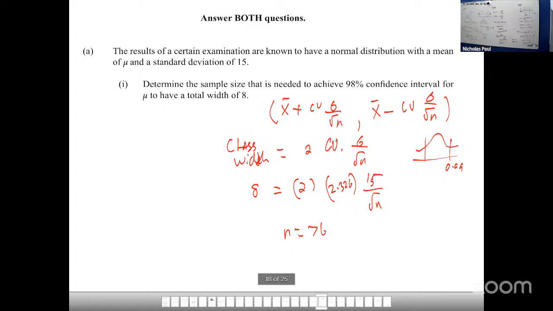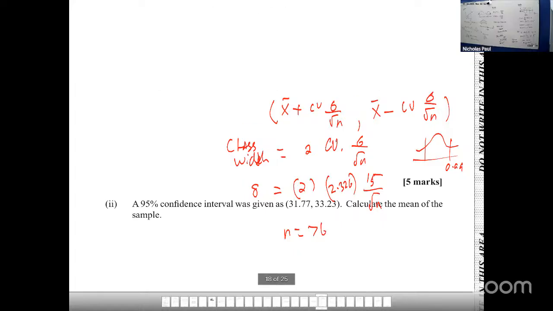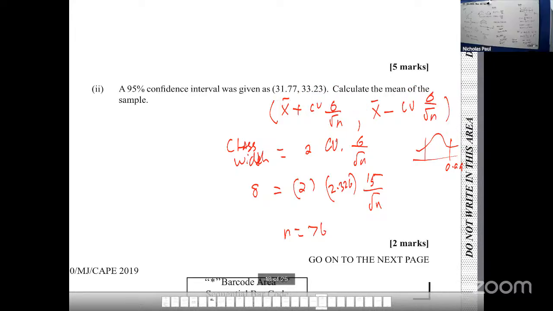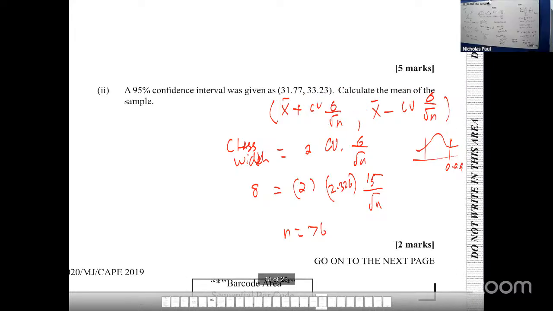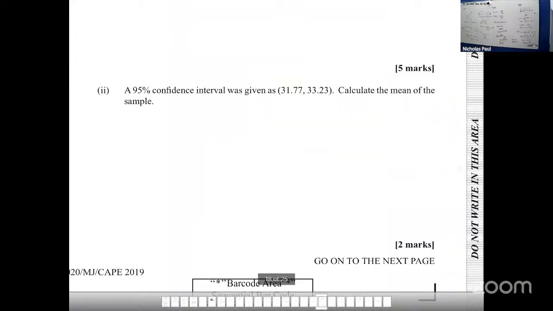All right, let's go to the next one. A 95% confidence interval. Calculate the mean. Now they changed the confidence interval. But we know the sample size. So find the confidence interval.